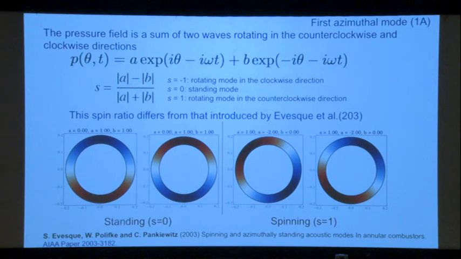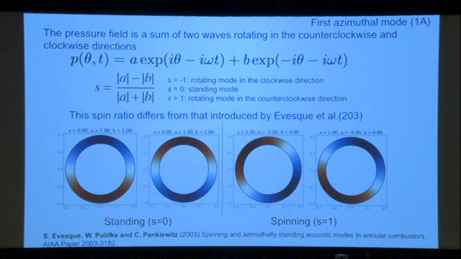If A is equal to B, in this case, S is equal to 0, and this is a standing mode. You get a cosine or a sine of theta minus omega t, so these are standing modes. What you see here is you have a nodal line, this is negative, this is positive, and then you have the nodal line at another part of the cycle, this is positive, this is negative. This is a standing mode.